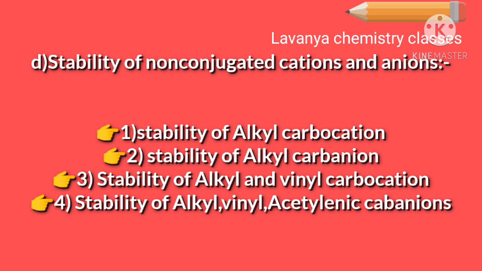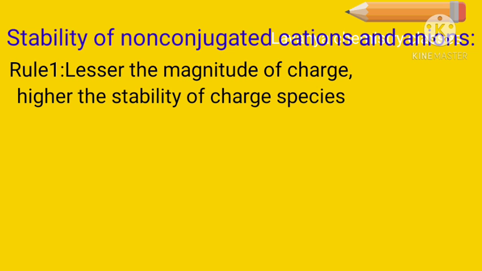The stability of non-conjugated cations and anions, the charged species, can be compared by the following rules. Rule 1 is, the lesser the magnitude of charge, the higher the stability of the charged species.